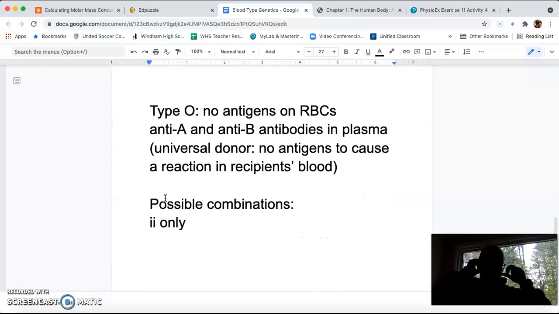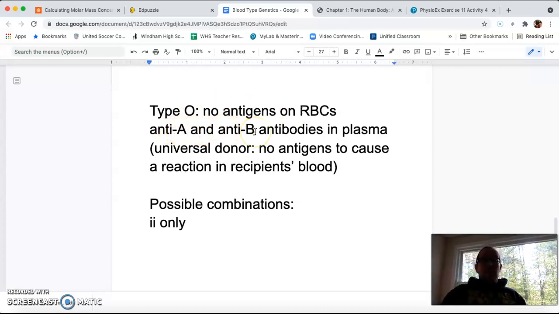Now, type O is in a tough spot from a recipient standpoint, but people like me that are type O, and like my father as well, we can donate blood to anybody. We don't have any antigens on our red blood cells, so the only blood that our body recognizes is other type O blood. So we can only receive type O blood because we have anti-A and anti-B antibodies in our plasma. And so we will not cause anybody else to react to our blood because we don't have any of those surface antigens, but we will react to any of those antigens that come into our body. And of course, that is the recessive trait.